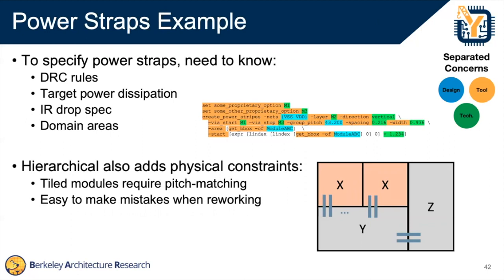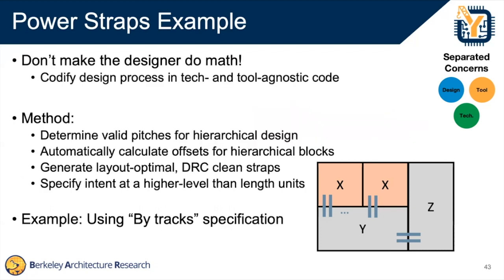So if you have tiled modules, you need to make sure that their pitches match. And it's very easy to make mistakes when you rework the hierarchy or you slightly change the dimensions of a given block to make sure that the Tcl is updated correctly. So the goal of Hammer is to make that process automated and code that as part of the tool plugin. So we don't want the designer to do math. We want to codify this design process in technology and tool agnostic code.